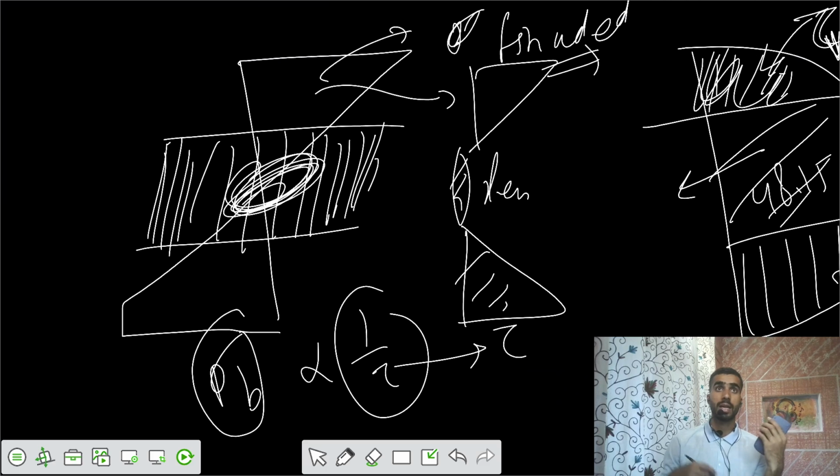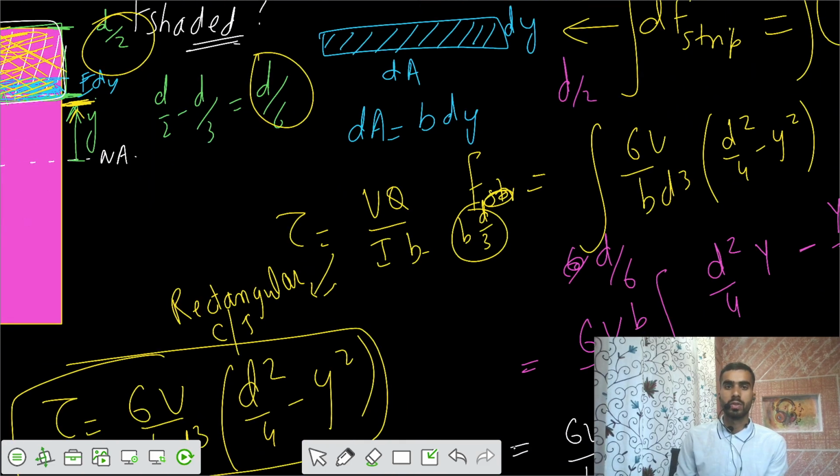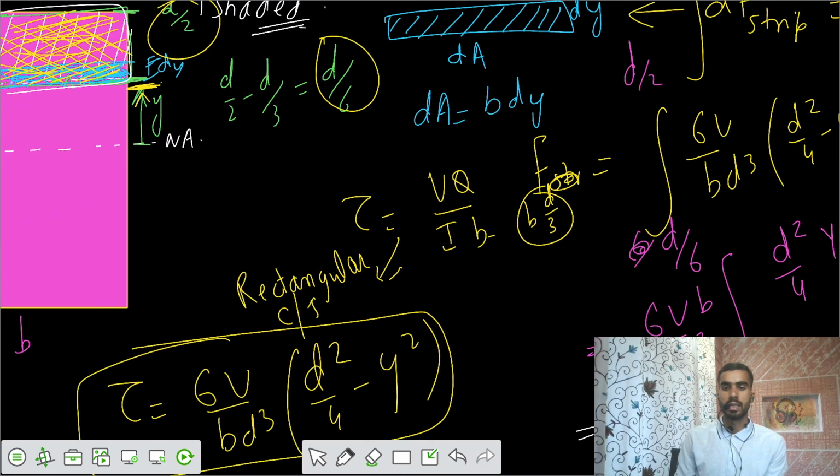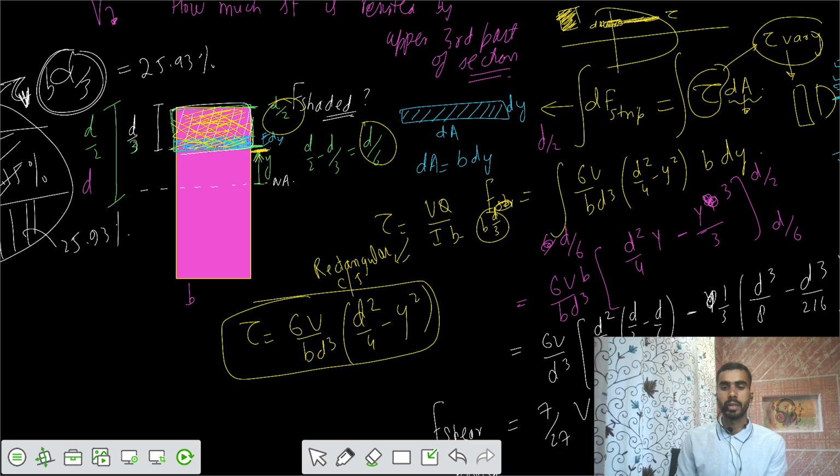With respect to that cross section, I'm not saying that if the bending stresses are less, your shear stresses are less. But if you compare within the cross section, you get some value of bending stresses at a particular point, and the shear stresses would be lesser at that point. So this is one way you can solve this problem, by integrating with the limits from d by 6 to d by 2.